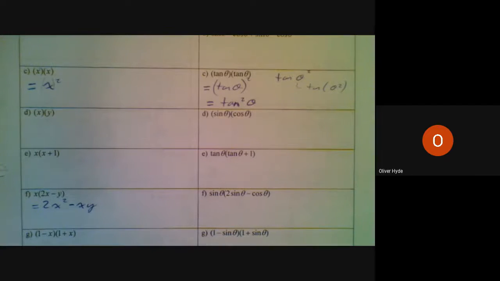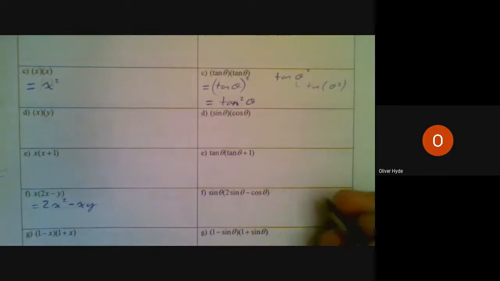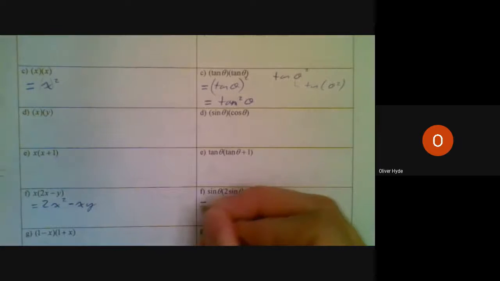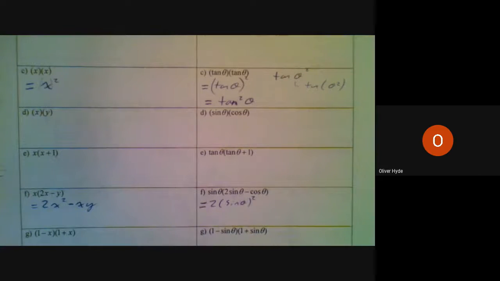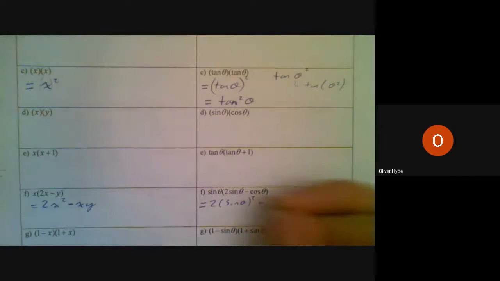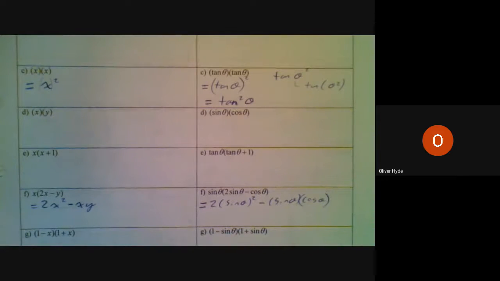Try the same thing on the right-hand side here. If I have the sine of theta multiplied by 2 times the sine of theta minus the cosine of theta, I think the safest way of writing this is going to be 2 multiplied by the sine of theta. That is being squared. There are now 2 factors of the sine of theta. And then I'll do minus a factor of the sine of theta in brackets multiplied by a factor of the cosine of theta in brackets.